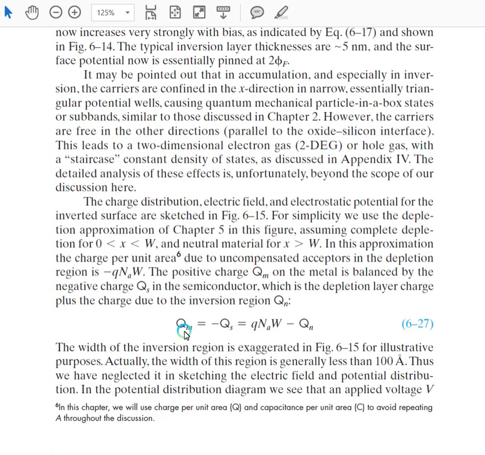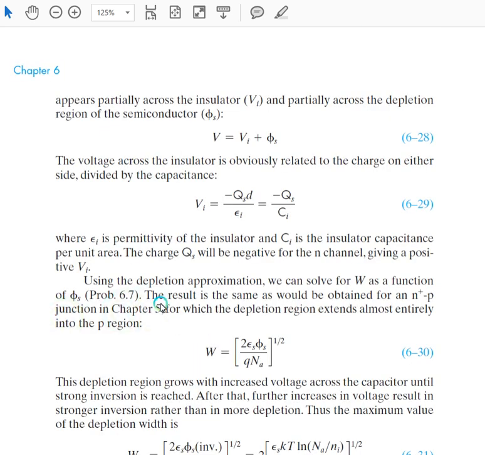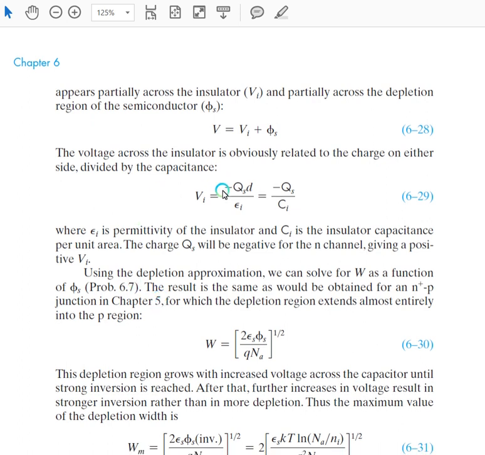Now the charge deposited on the metal has to be balanced by the charge on the semiconductor, which is equivalent to the charge in the depletion region plus the charge in the inversion region. So the charge in the depletion region is q Na W, where Na is the acceptor doping of the substrate and W is the width of the depletion region, minus Qn, that is the charge in the inversion. Why minus? Because we are dealing with electrons, so that's why it's negative. And then obviously, Vi is the voltage which appears across the insulator. We know that Q is equivalent to C into V, V is equivalent to Q by C.